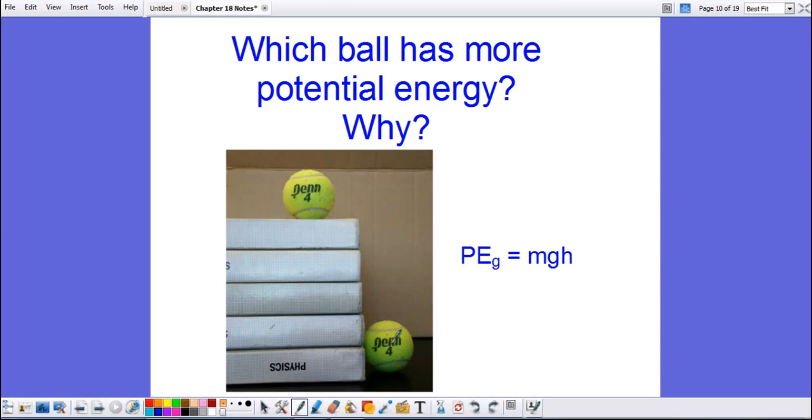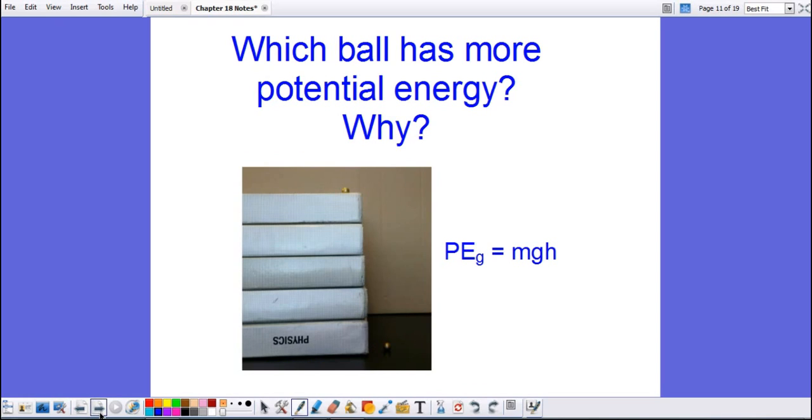Why? Well, these still have the same mass, okay? And the gravitational field's the same there, so it's just the height that we're worried about, and this one is higher up, because we typically say, again, the bottom is 0. And this one, we've got an even smaller ball. But again, the one at the top is going to have the greater potential energy. Why? It's higher up. Okay?